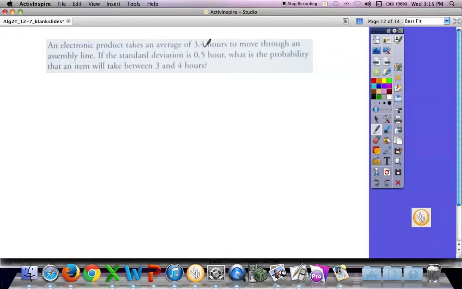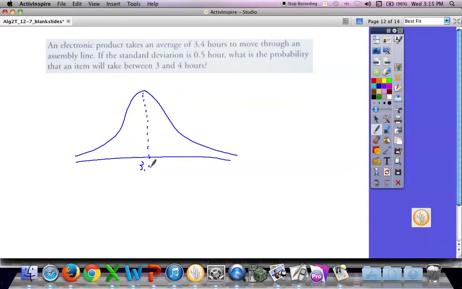So the first step when you're doing a normal distribution problem like this is draw a normal curve and make it the best looking bell that you can. Mark the middle as the mean, in this case 3.4, right? Go about halfway down the curve, and that'll be 1 standard deviation to the right, plus 0.5 is 3.9. Add it again, 4.4. Add it again, 4.9.